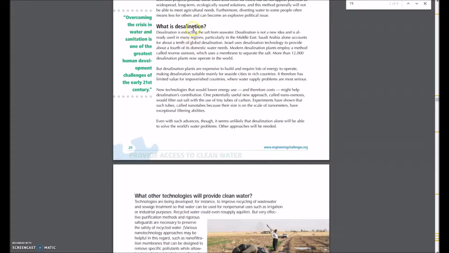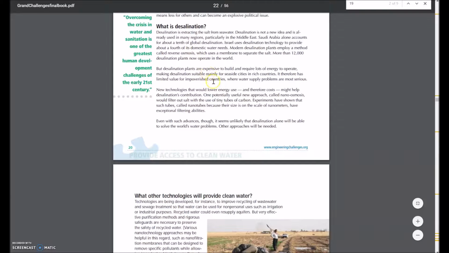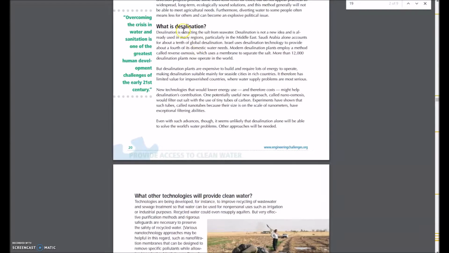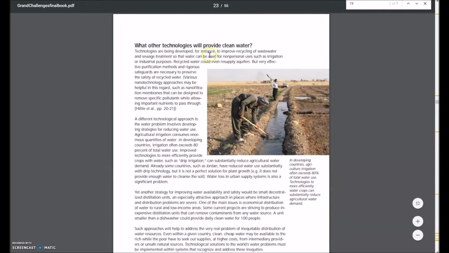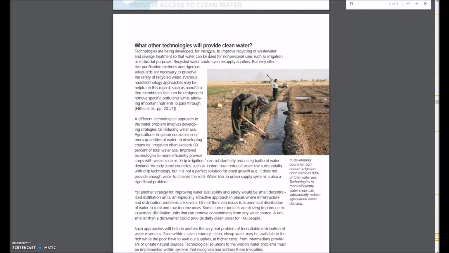But desalination alone cannot solve the world's problems. So, other than desalination, what other technologies will provide clean water? One way we can provide clean water is to improve recycling of wastewater and sewage treatment, so the water can be used for non-personal uses such as irrigation and industrial purposes. Also, if we simply reduce our water usage, that could increase the total water available in other parts of the world.